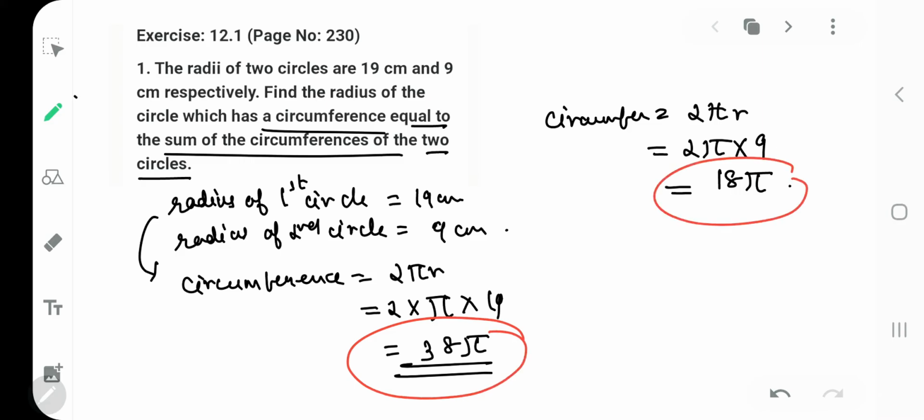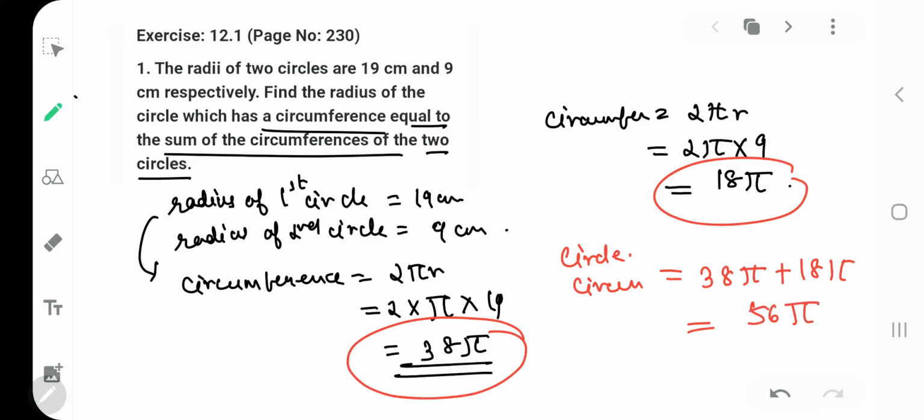Now my dear kids, you have to find the radius of a circle whose circumference is sum of these two circumference, that is 38 pi plus 18 pi. Are you getting my point? That is 56 pi. That will be your circumference of the third circle. So that is 2 pi r. Am I correct with this? That is the radius of the third circle we have to find.